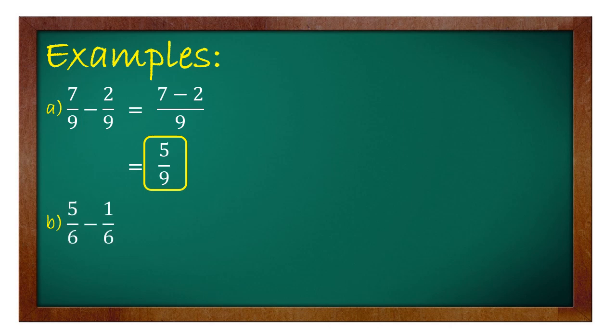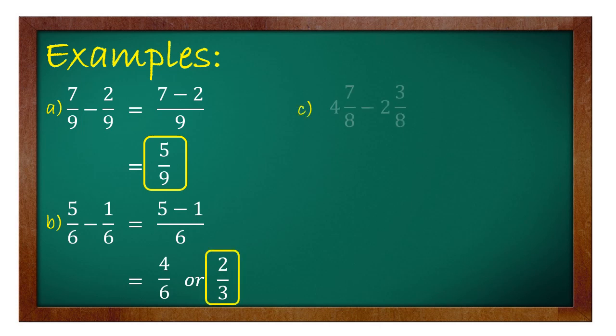Next is 5/6 minus 1/6. So, same procedure, we just simply subtract the numerators, 5 minus 1, and then copy the denominator, which is 6. So, we have 4 over 6. Then, ang 4 over 6 natin ay meron pang lowest form. So, that is equal to 2/3. So, that means that is our difference.